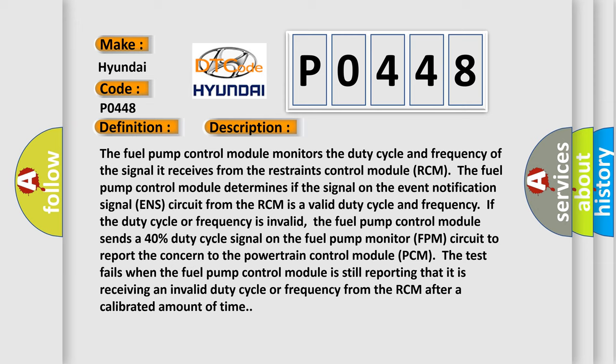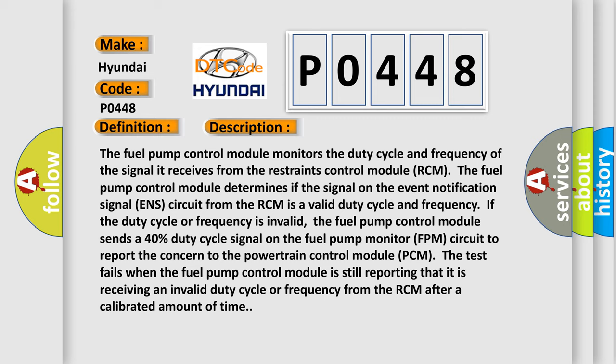The fuel pump control module monitors the duty cycle and frequency of the signal it receives from the restraints control module, RCM. The fuel pump control module determines if the signal on the event notification signal, ENS, circuit from the RCM is a valid duty cycle and frequency. If the duty cycle or frequency is invalid, the fuel pump control module sends a 40% duty cycle signal on the fuel pump monitor, FPM, circuit to report the concern to the powertrain control module, PCM. The test fails when the fuel pump control module is still reporting that it is receiving an invalid duty cycle or frequency from the RCM after a calibrated amount of time.